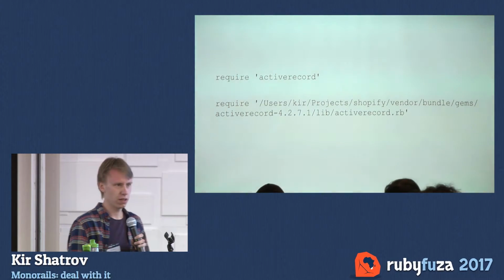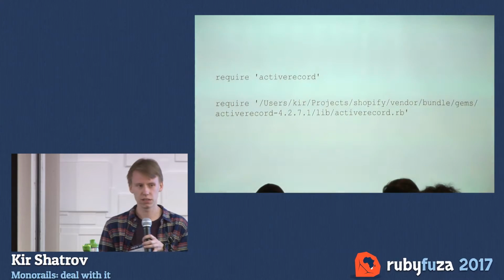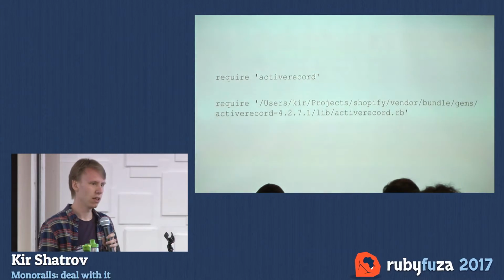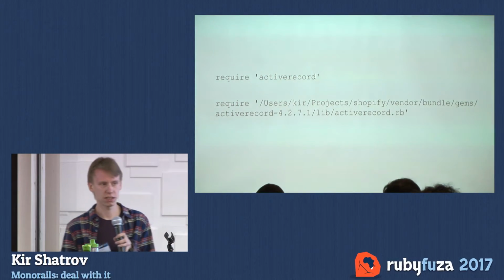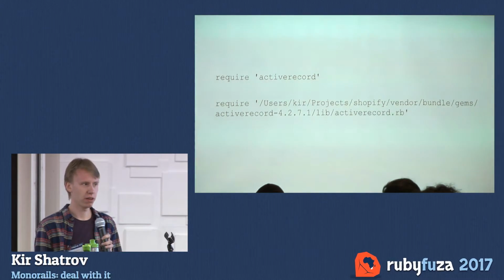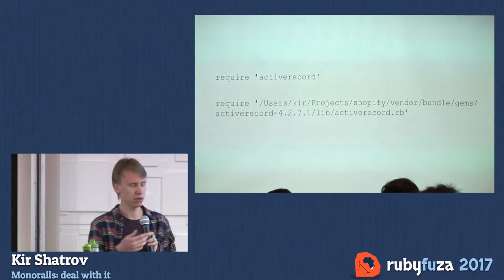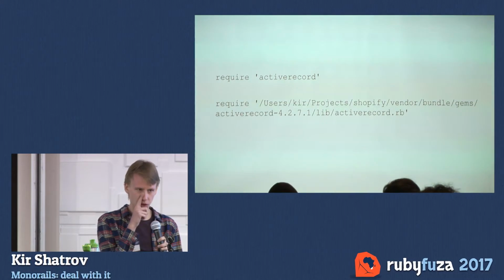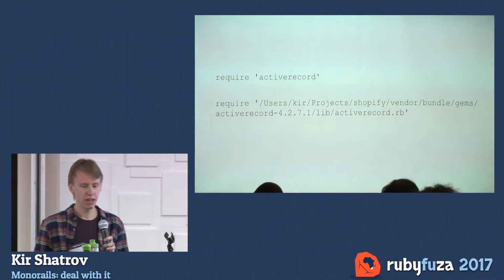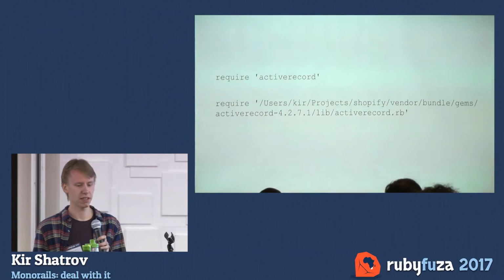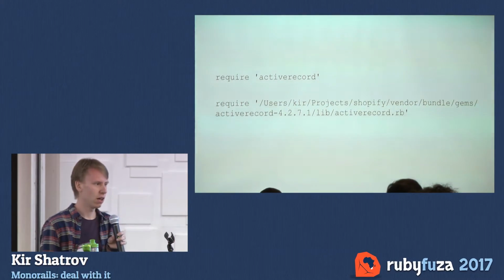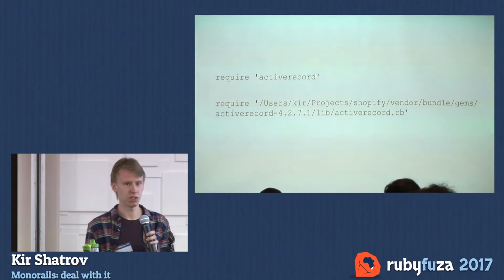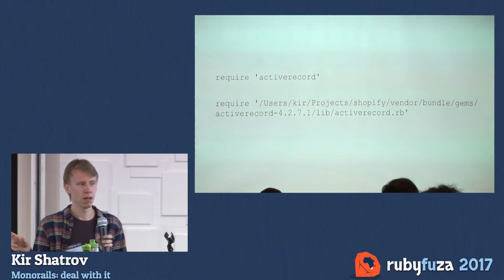And one of the reasons that becomes so slow is that when you have many gems, you have many requires. And every time you require something, Ruby goes through all the gems. For instance, you require active record, and Ruby goes through all the gems that you have available and checks if some gem has activerecord.rb. If it has, then it's using that file. So every time you require active record, Ruby converts that path from just active record to the full path.